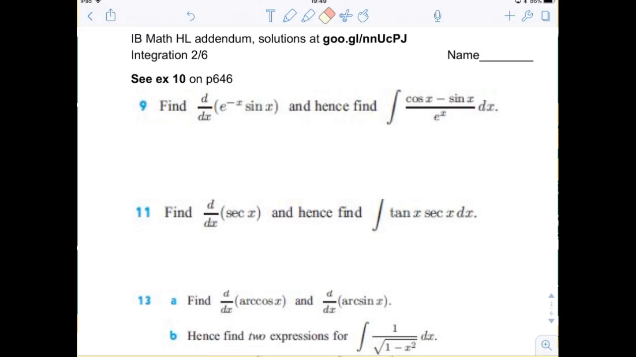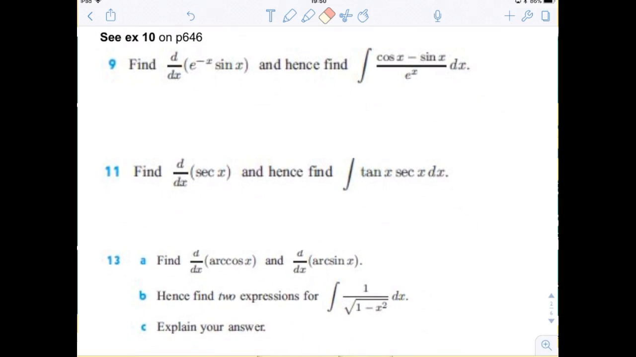So here we are on page 2 of the addendum for integration. We're going to do this problem here at the top, problem 9. We're going to find the derivative of e to the negative x sine x, and afterwards we're going to find a related integral. So the derivative of e to the negative x sine x, that's a product.